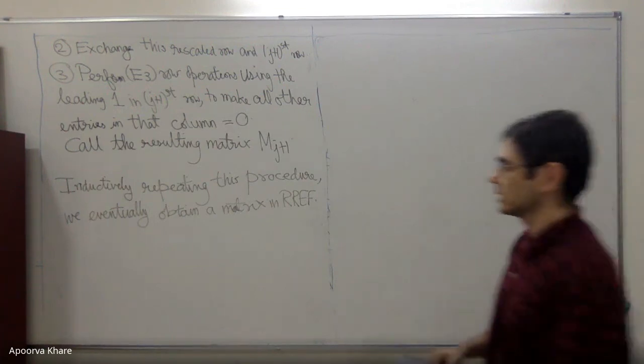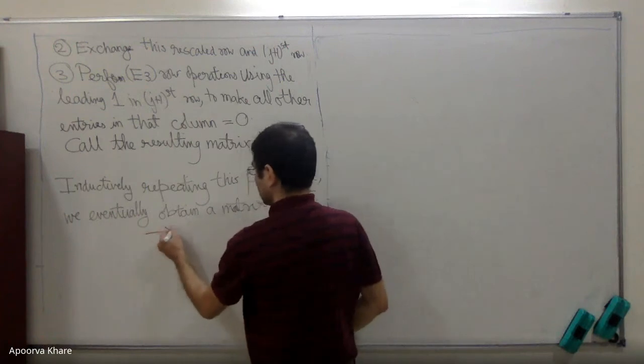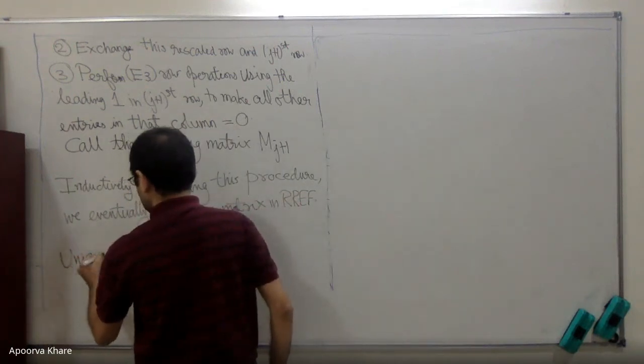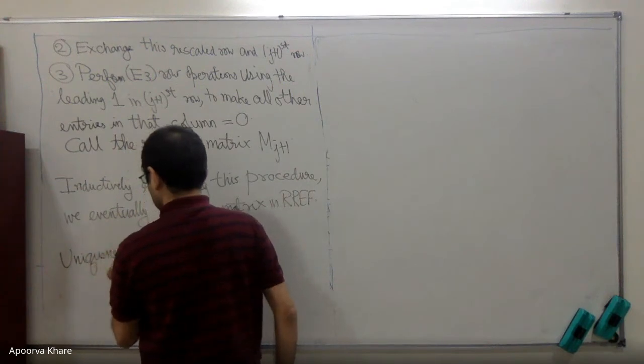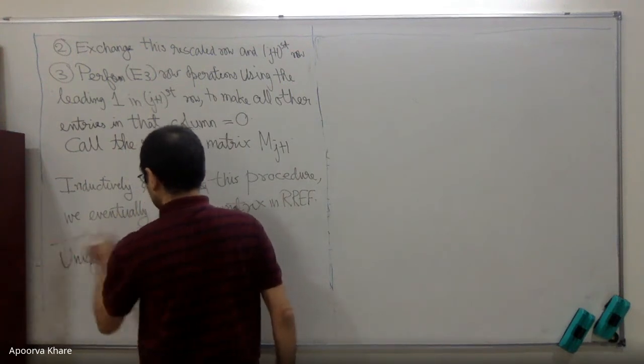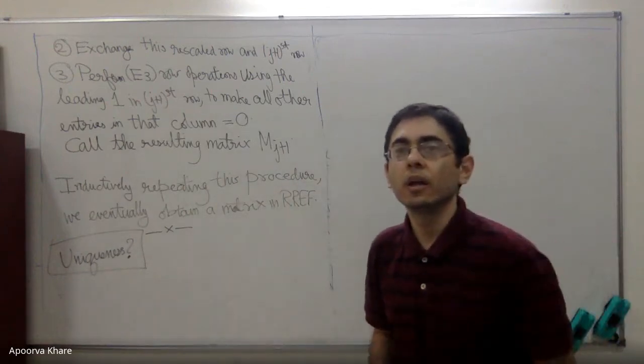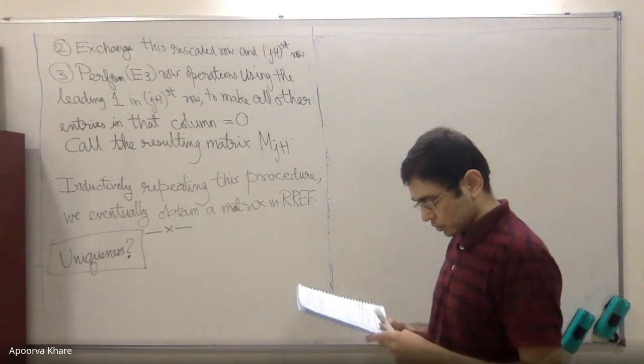Okay, so this is part one. Uniqueness. That's the question, we want to prove it. Why is the row reduced echelon form unique? Okay, we are about halfway through the class, I guess.